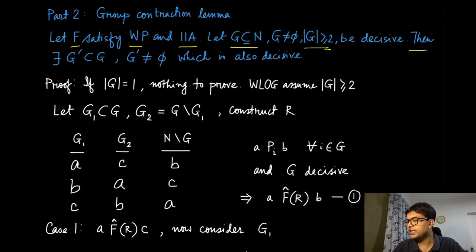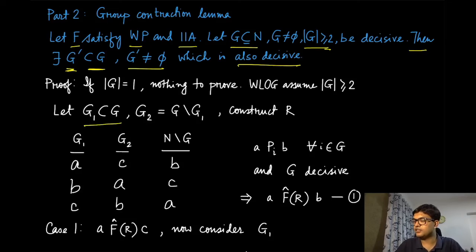Then what it says is that there exists a G prime, which is a strict subset of G, and it is not empty, which is also decisive. So you can actually reduce it to a smaller set, which is a strict subset and still continues to be decisive. Okay, so let's try to prove that. Suppose we essentially partition this group. Here the condition is that G is already decisive, that is given to you. So we can work with any kind of preference profiles.